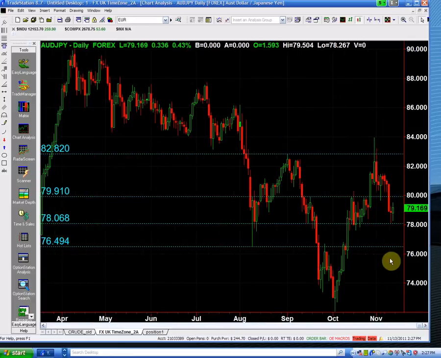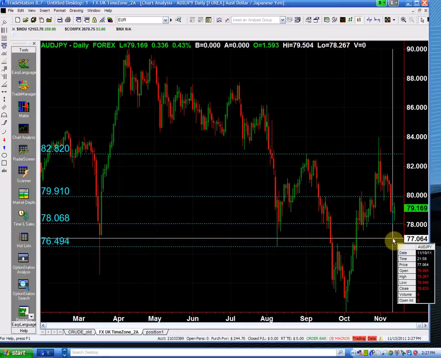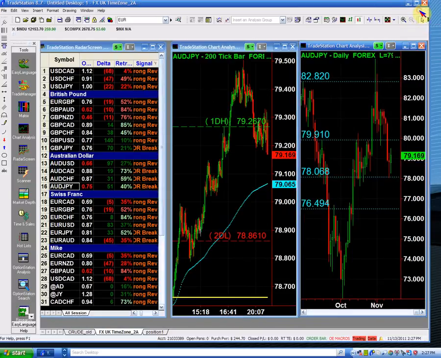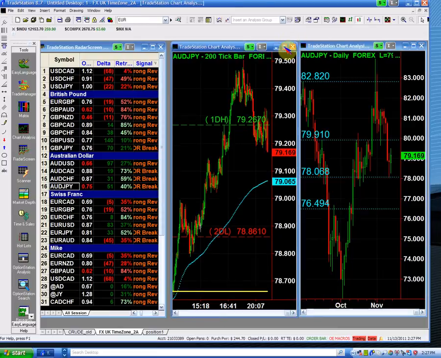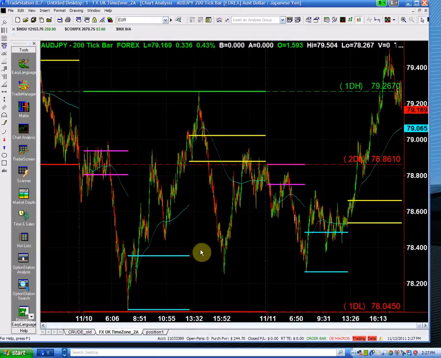This came down and tested the 78.06 and it closed at 79.16. The prior daily high is the 79.26, so we are 10 ticks away from our buy signal. So our buy signal, the long point, is going to be, and there you can see if you look at the intraday, that was again a very nice move.